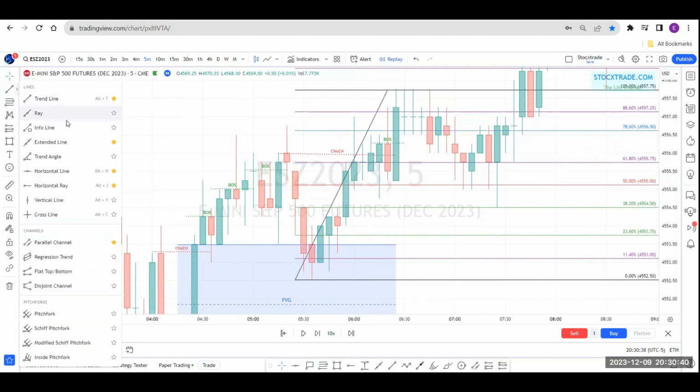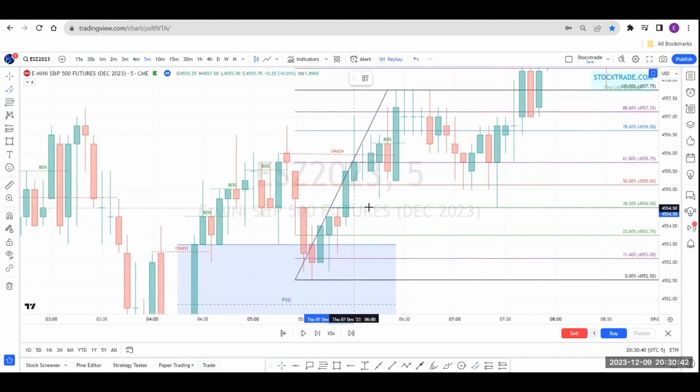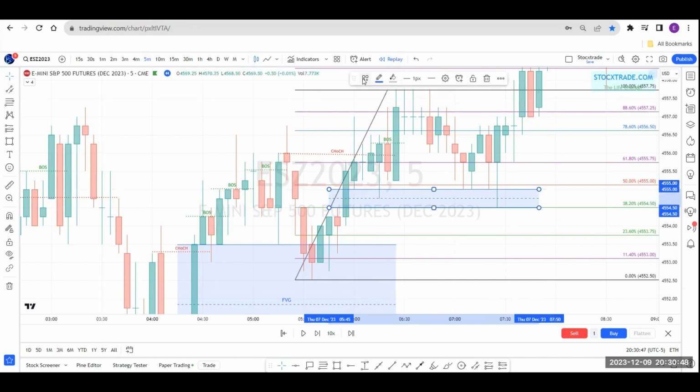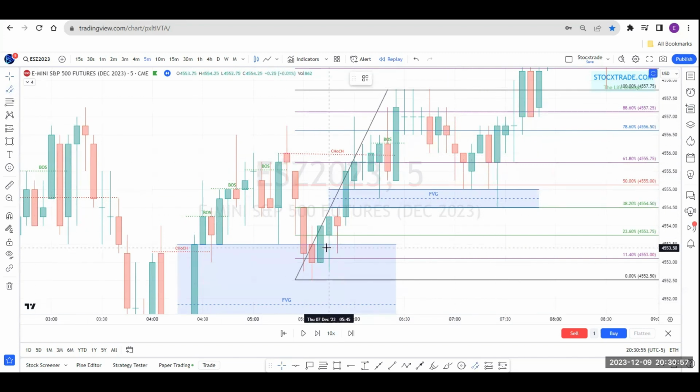Can I make a fair value gap this? Yes, it is really clear. This is your gap. First candle, second candle, third candle. Extend it. You got the first chance here. Now you are getting another chance. Where is your order block? This is your order block.